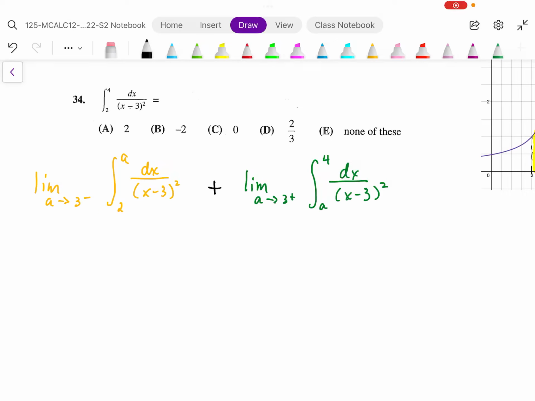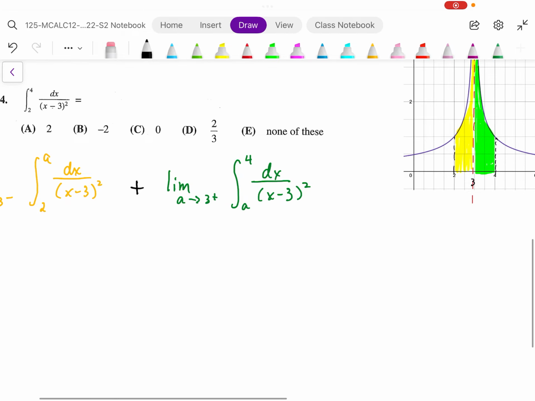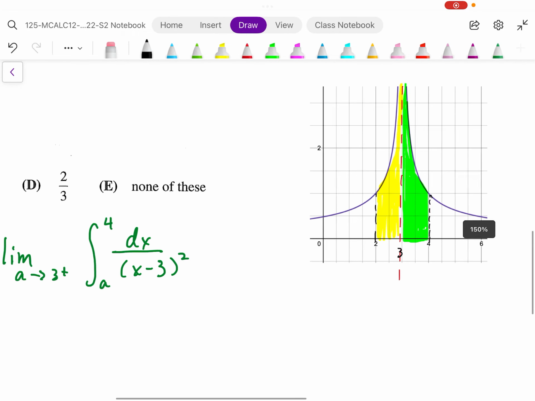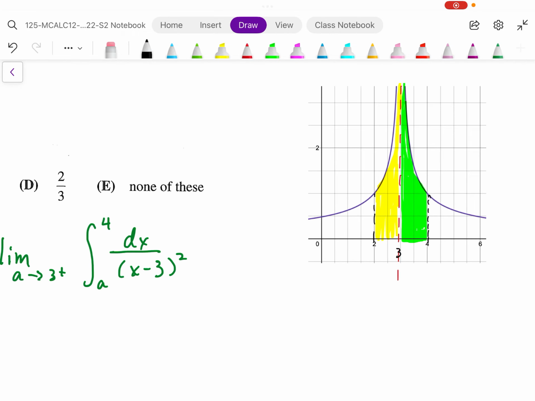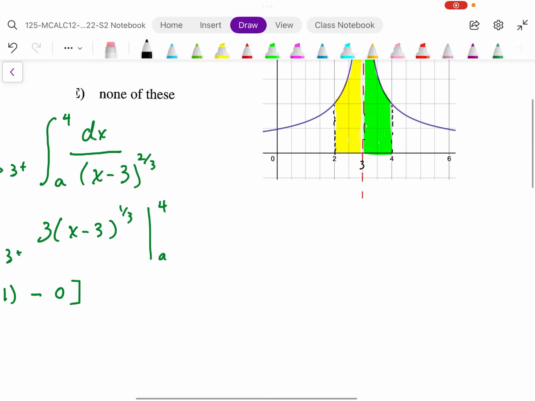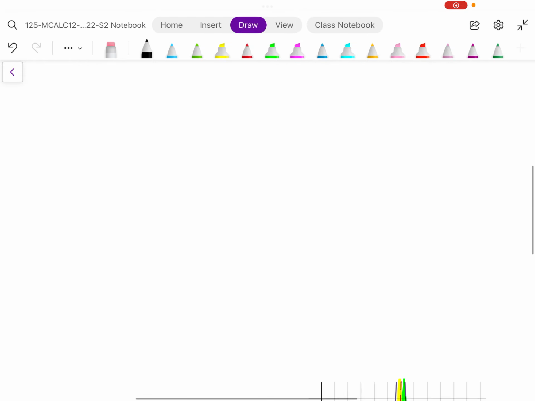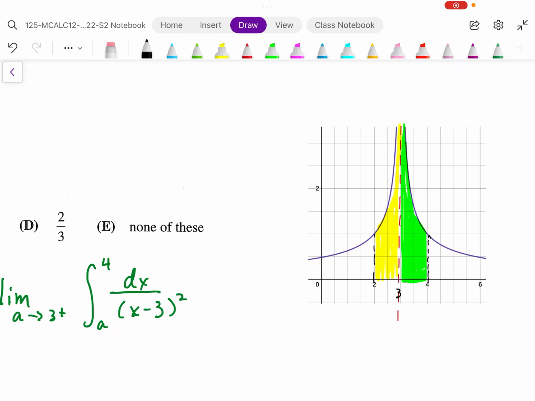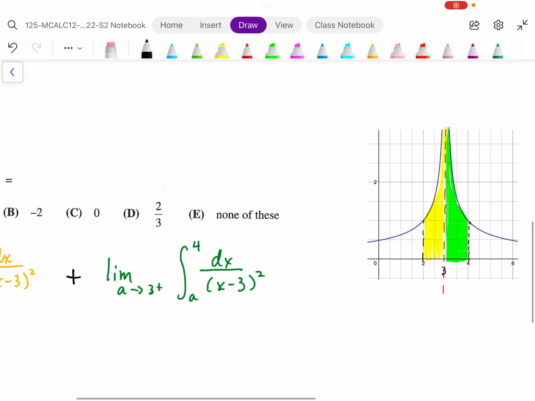Number 34. Number 34 is similar to number 33. We have the integral from 2 to 4 of 1 over (x minus 3) squared. Okay, so very similar, and when we look at the graph of this, the graph looks fairly similar to the previous example. It's a little bit different in that it's a little bit further away from that asymptote.